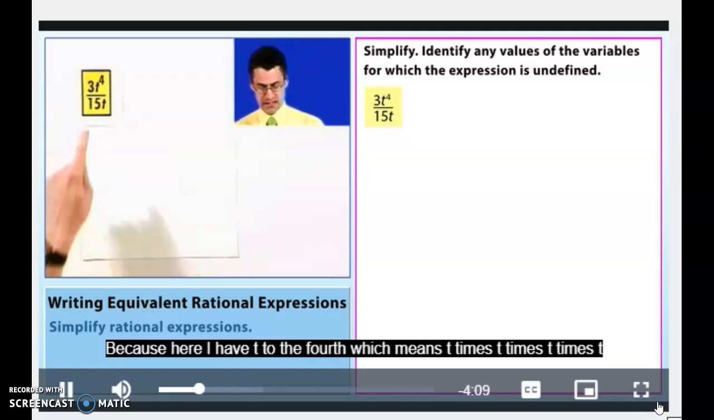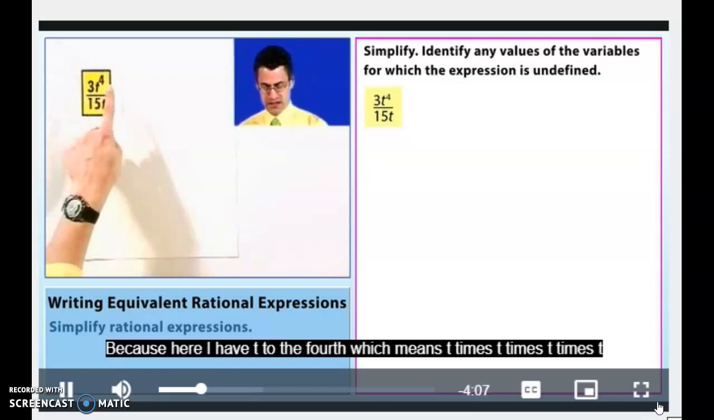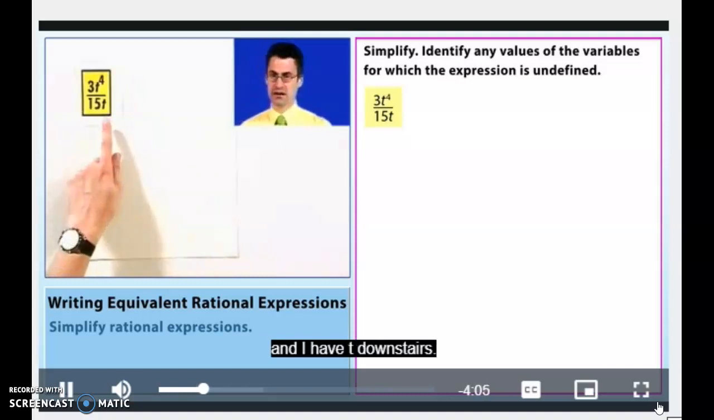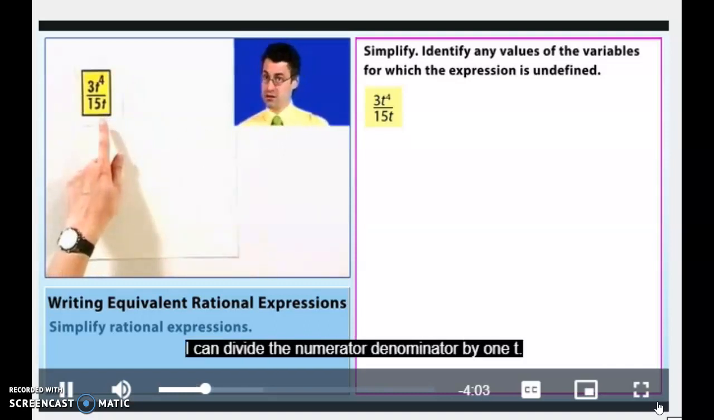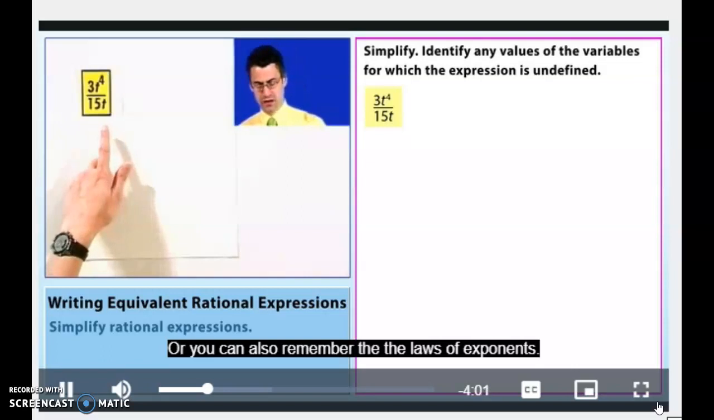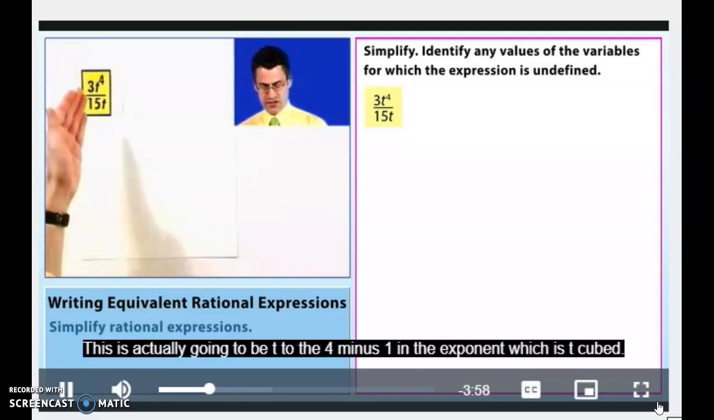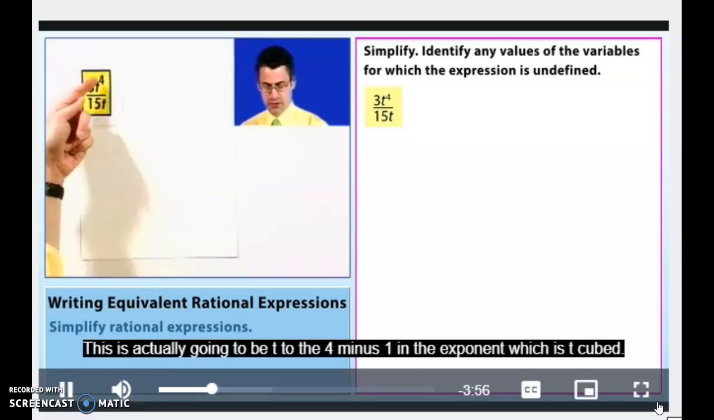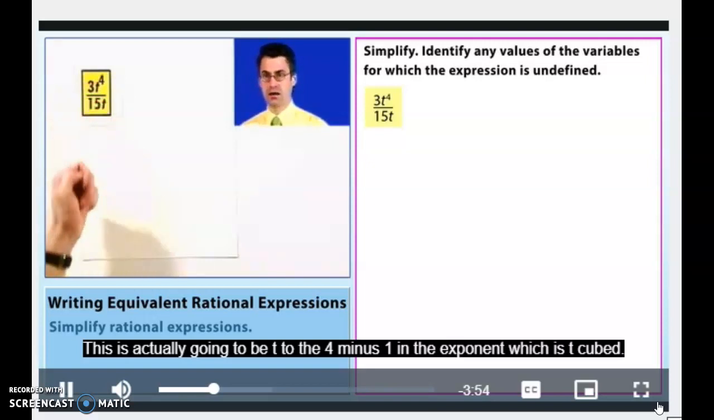You see that? Because here I have t to the 4th, which means t times t times t times t, and I have a t downstairs. I can divide the numerator and denominator by 1t. Or you can also remember the laws of exponents. This is actually going to be t to the 4 minus 1 in the exponent, which is t cubed.